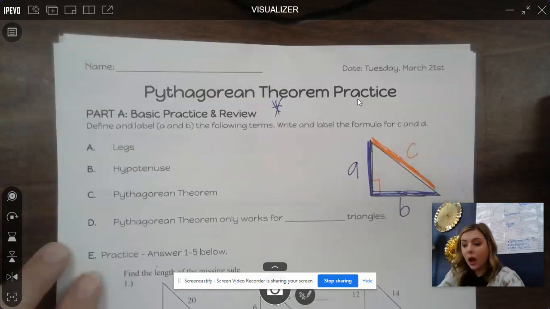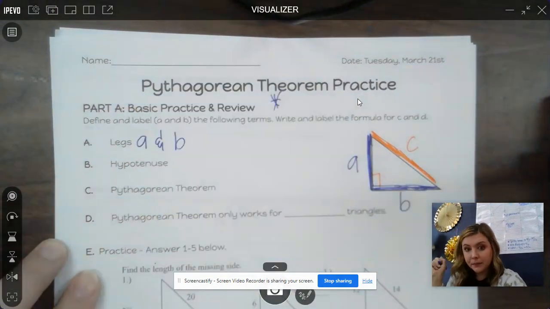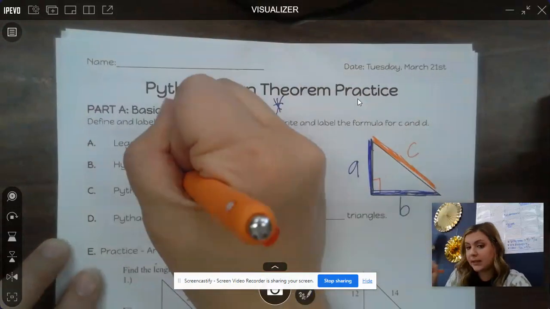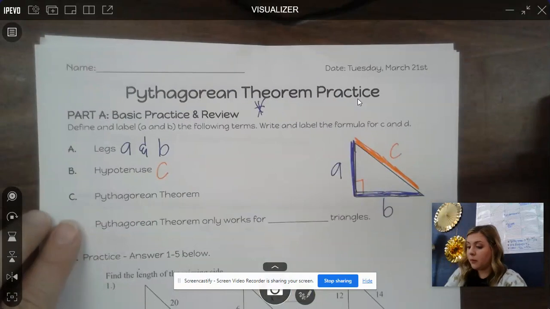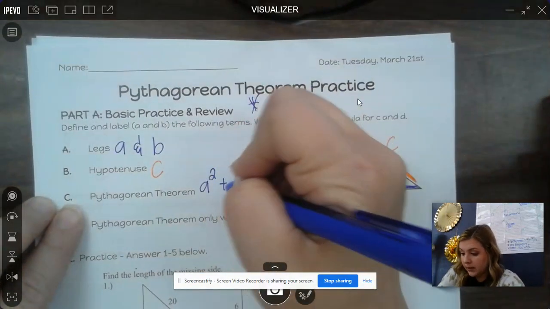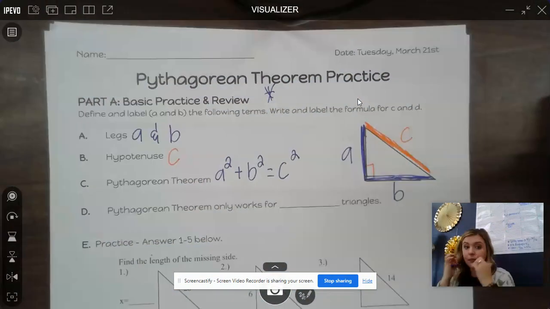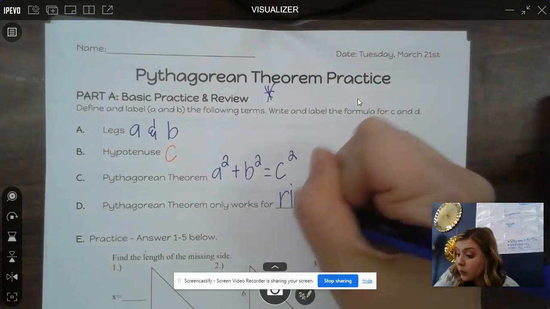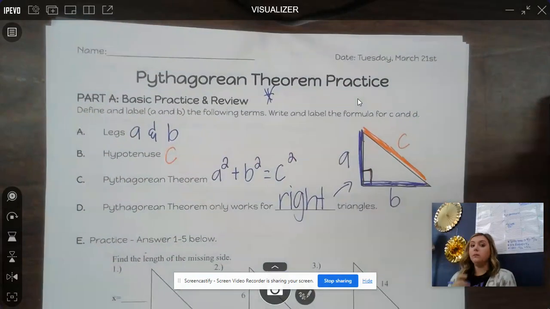So in this case, I would be calling my legs A and B, and then I would be calling my hypotenuse my side C, okay? All right, and then of course our full formula is side A squared plus side B squared is going to equal side C squared, okay? And like we said a second ago, this only works for right triangles, so triangles that have that right angle in.